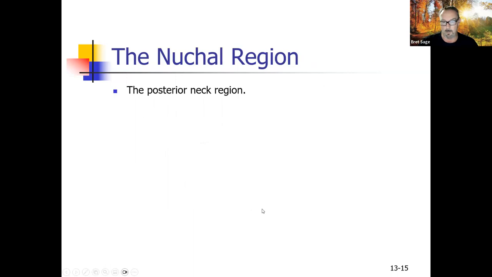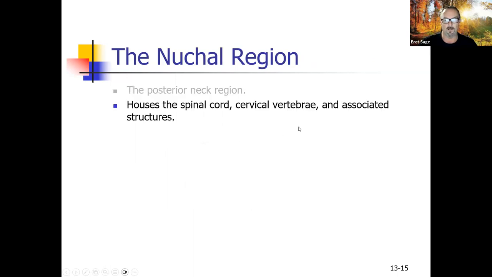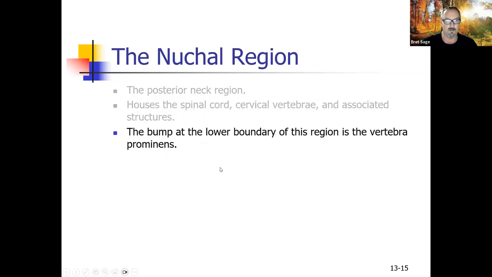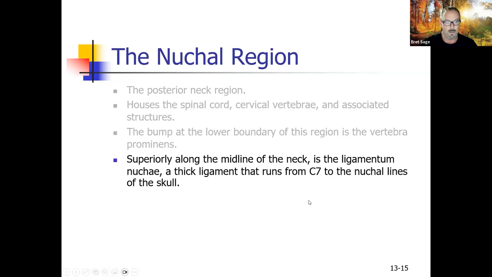The posterior part of your neck has the spinal cord, cervical vertebrae, and associated structures. The bump at the lower boundary of this region is the vertebral prominence. So if you run your hand down your neck, the first really big bump that you feel at the base of your neck is called the vertebral prominence. Superiorly along the midline of the neck is the ligamentum nuchae, a thick ligament that runs from C7 in your neck to the nuchal lines of the skull. And those are lines associated with the base of the skull.